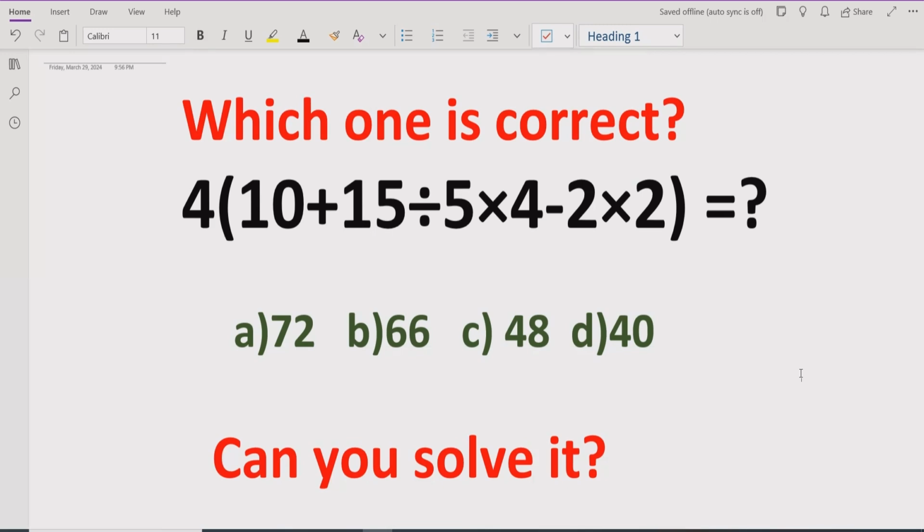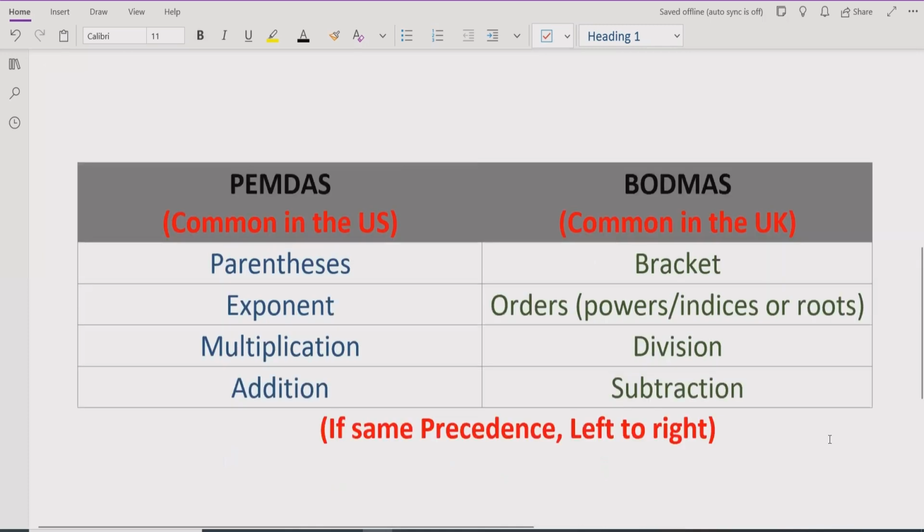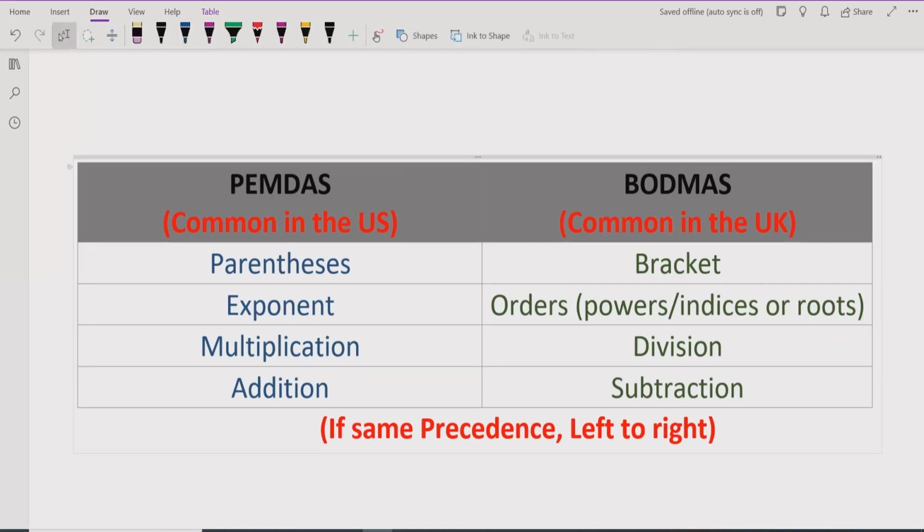So now let's start the topic. Before starting, we have to recap what the PEMDAS and BODMAS methods are and where they are used. PEMDAS is commonly used in the USA and BODMAS is commonly used in the UK, but both are the same. There are some different words with the same meaning, like parentheses in PEMDAS and brackets in BODMAS, but the main concept of both is similar. Parentheses include the round bracket, curly bracket, and square bracket. And exponent or order in BODMAS means we have to know what the power, the root and the indices are.